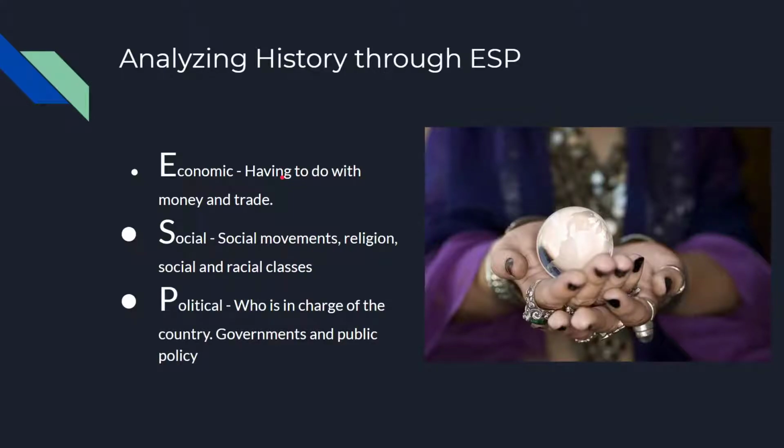Economic has to do with money and trade. Social are social movements, religion, social and racial classes, anything like that can be analyzed through the social system. Then one last system by which we can analyze things is political. Who is in charge of the country? This has to deal with governments and public policy.